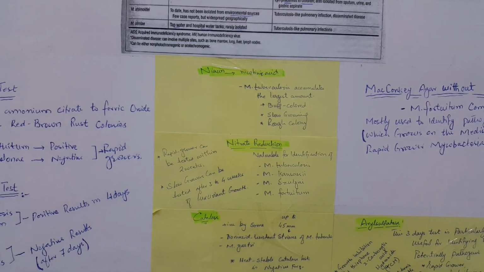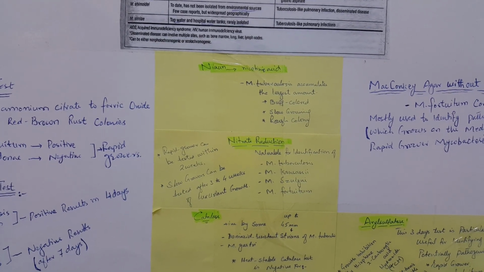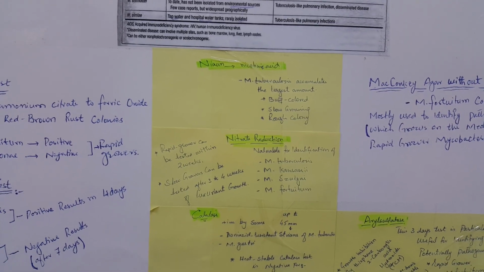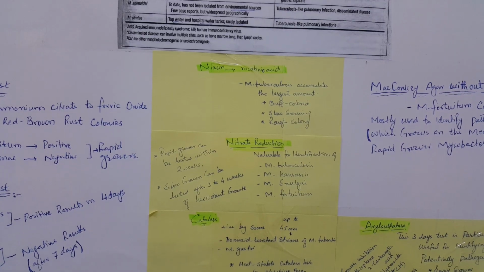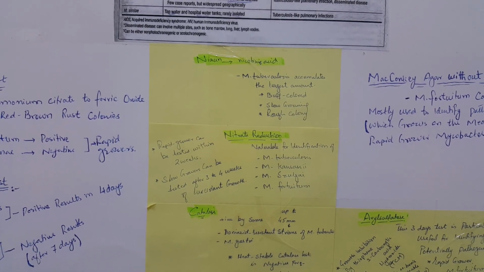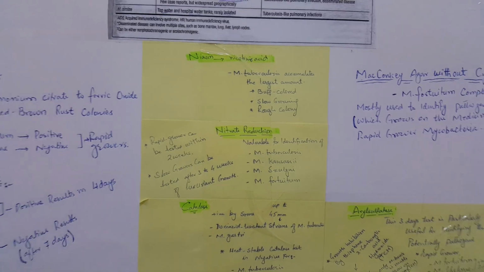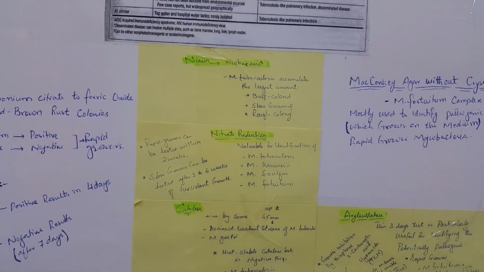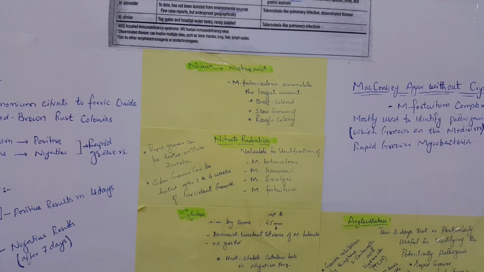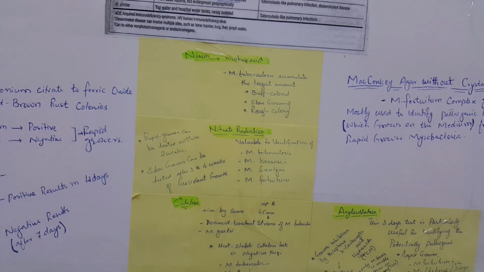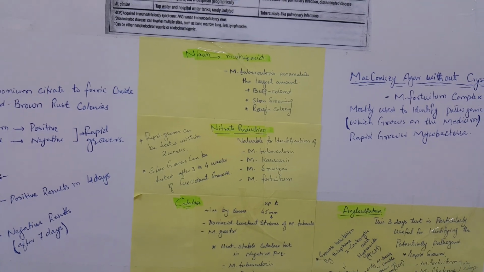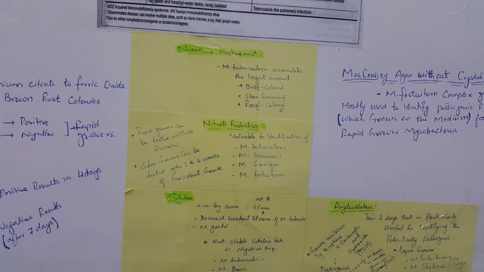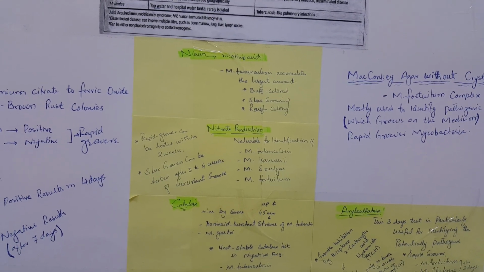For identification of Mycobacterium tuberculosis and other non-tuberculosis mycobacteria, we use biochemical tests. The number one biochemical test is niacin, nicotinic acid. Mycobacterium tuberculosis accumulates the largest amount of niacin. If a colony is buff colored, slow growing, rough, and nitrate positive, it is suspected to be Mycobacterium tuberculosis. Another important test is nitrate reduction, a valuable test for the identification of tuberculosis, M. kansasii, M. szulgai, and M. fortuitum.